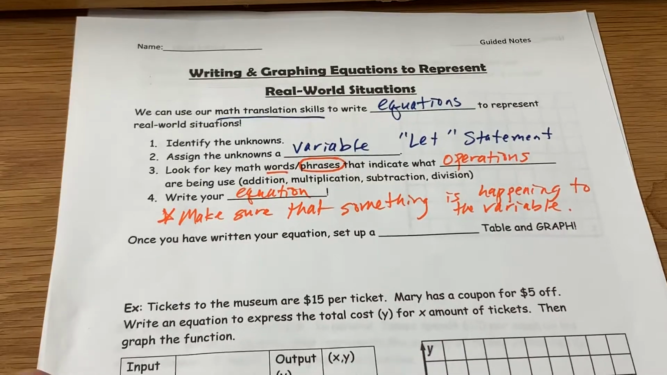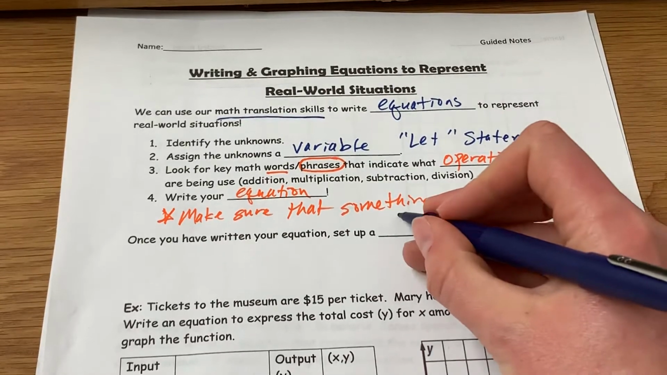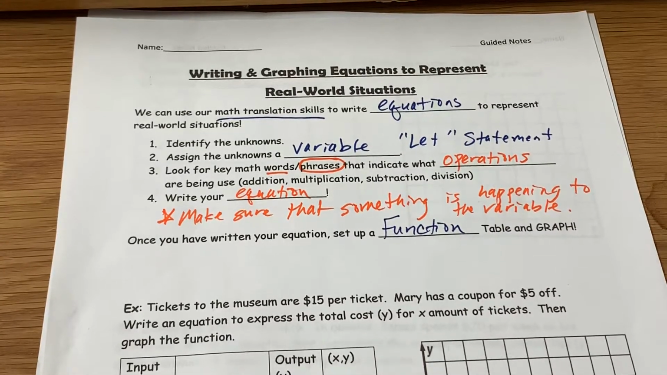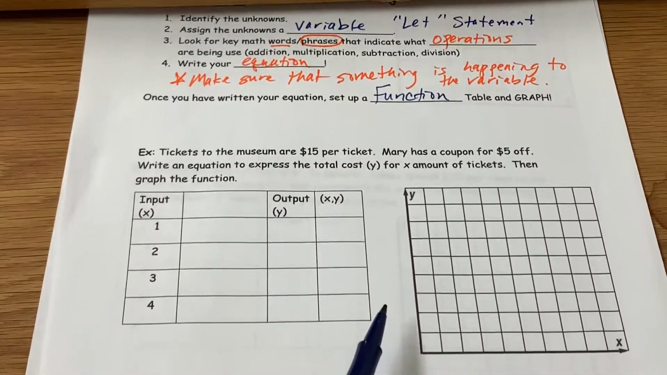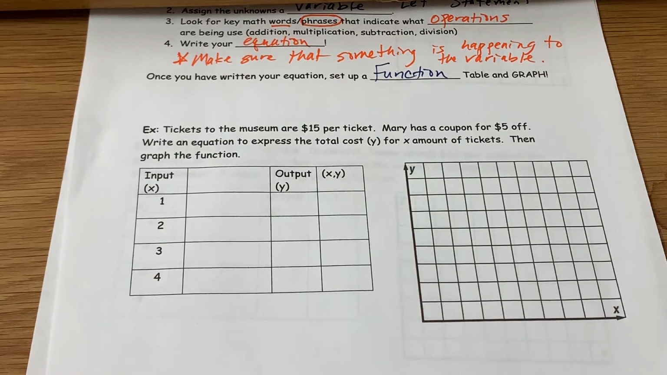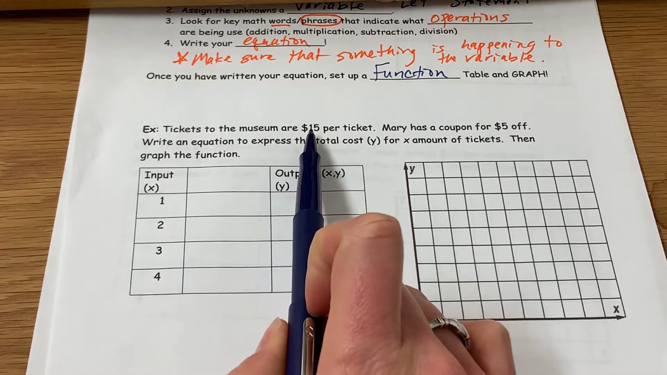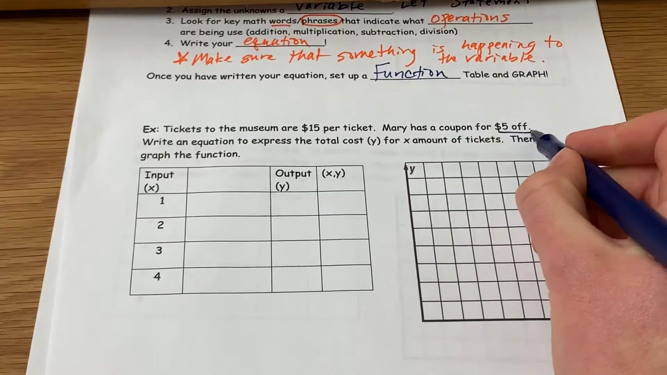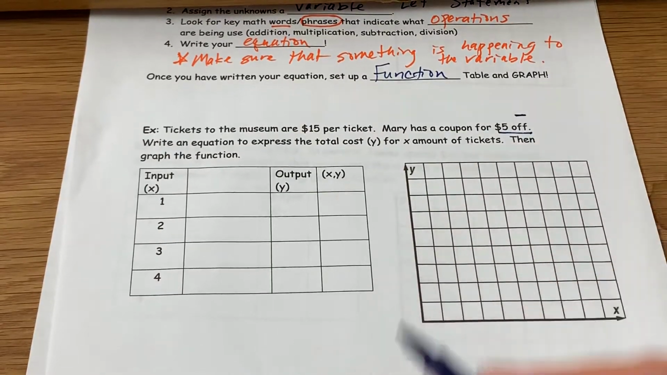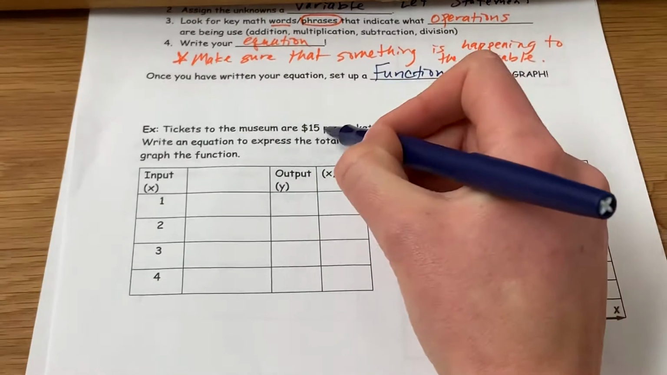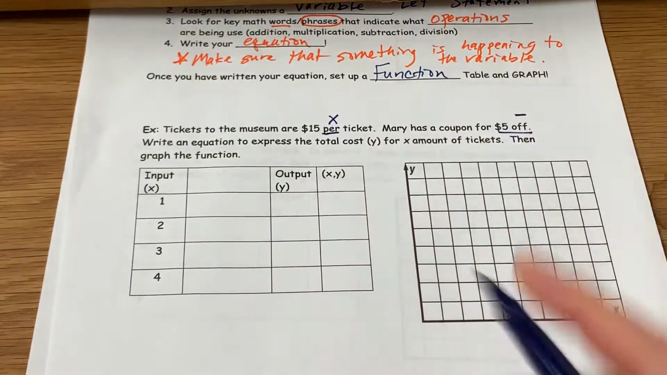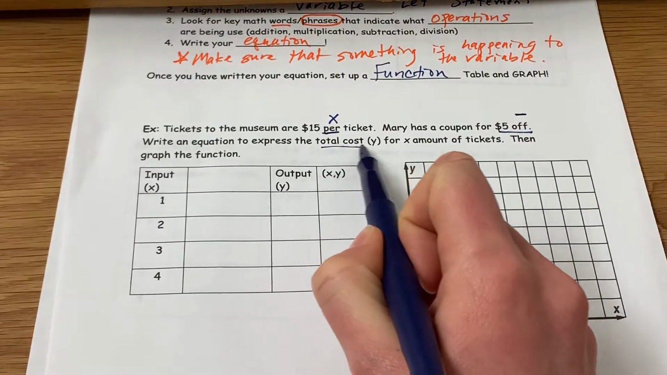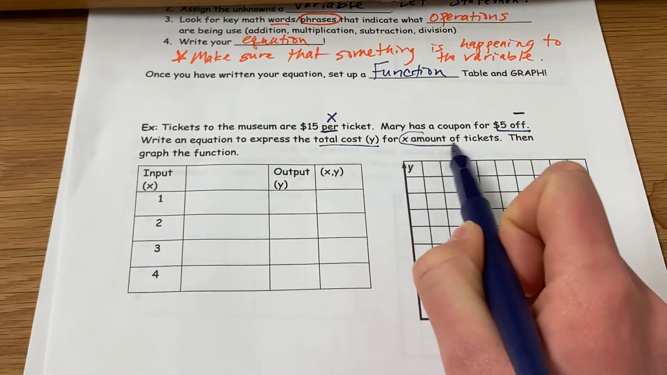Once you've written your equation, set up a function table, fill out all of the information with the given inputs, and figure out your outputs, and then graph. So let's do some examples, because I think that'll make the most sense. So tickets to the museum are $15 per ticket. Mary has a coupon for $5 off. I'm going to underline that because off is usually subtraction. Per is multiplying. Okay, write an equation to express the total cost y for x amount of tickets.